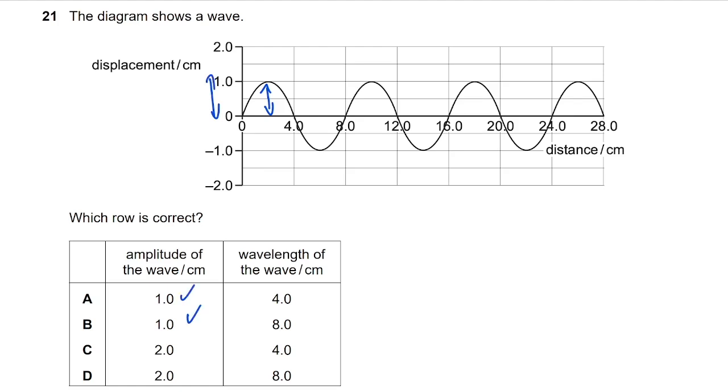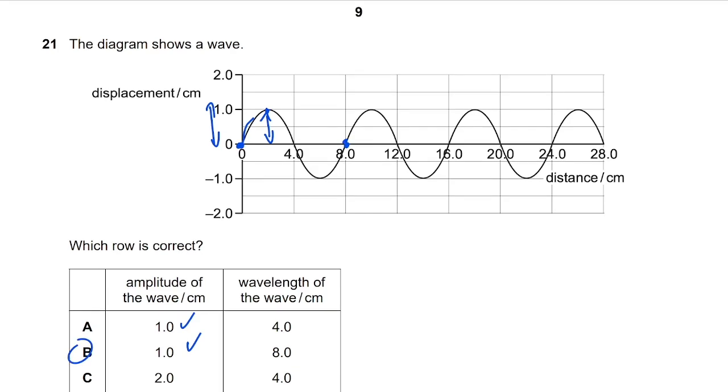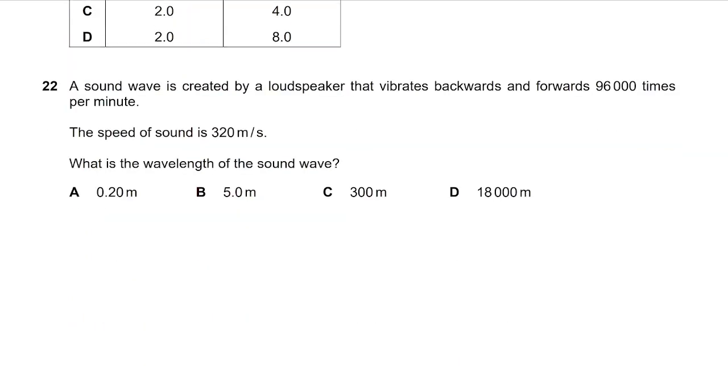And the wavelength is from one successive point to the other successive point. So if I pick this point, 1, 2. Okay, so 1, 2. So the same point in the next wave. So the answer would be 8, right? So the answer would be B, 21B. Okay, we move on to question 22.